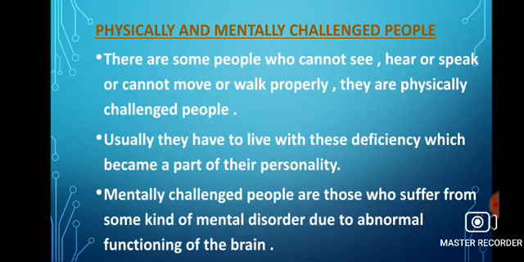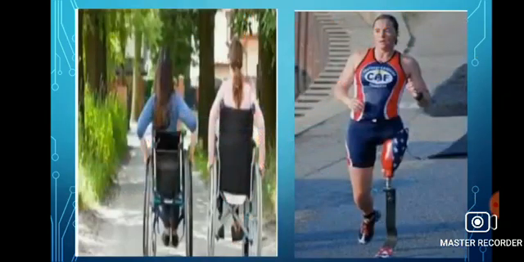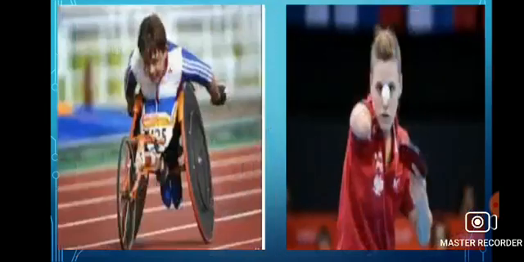Children, some people are also there who do not behave normally, means they are facing some kind of mental disorder, and it happens due to the abnormal functioning of their brain. They are known as mentally challenged people. Here in this picture, you can see the image of some physically and mentally challenged people.